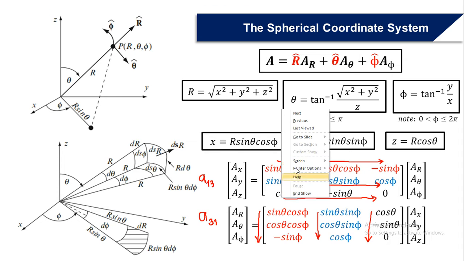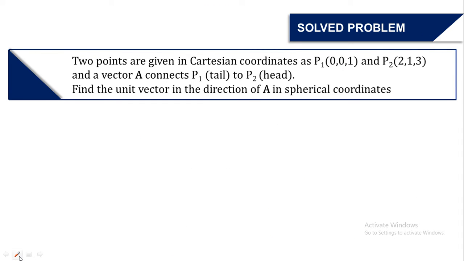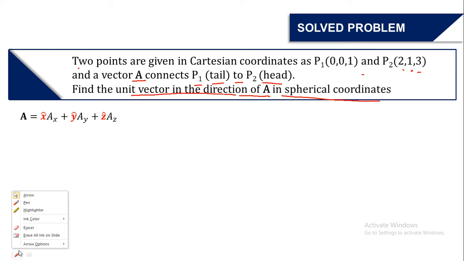So, subukan natin gamitin yan sa isang example. Okay? So, we are to find a unique vector in the direction of a particular vector in spherical coordinates. So, two points are given in the Cartesian coordinates as points 0, 0, 1, and 2, 1, 3, and a vector A that connects these points, P1, which is the tail, to P2, which is the head. Okay. So, paano natin gagawin yan? First, isulat siguro muna natin yung notation natin ng vector. Diba? So, ito yung ating general equation ng vector A is equal to x hat A sub x plus y hat A sub y plus z hat A sub z.